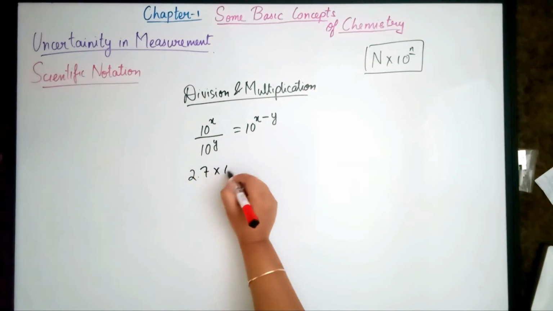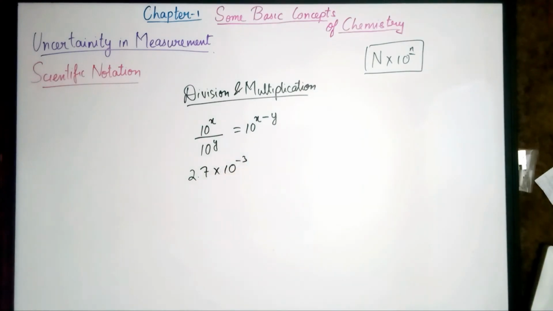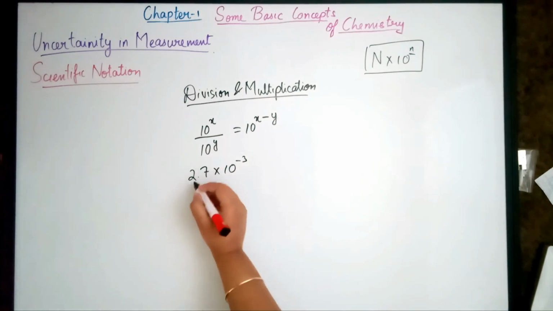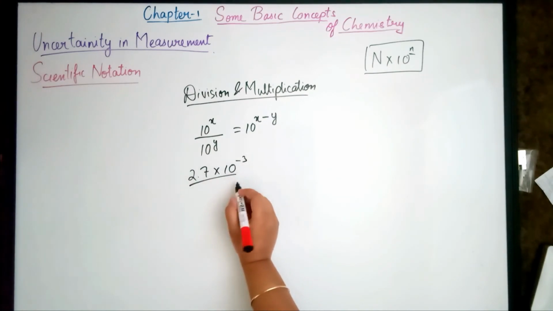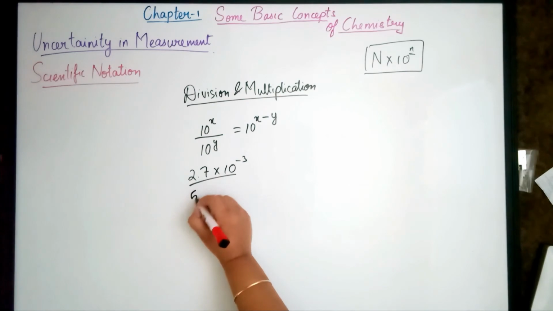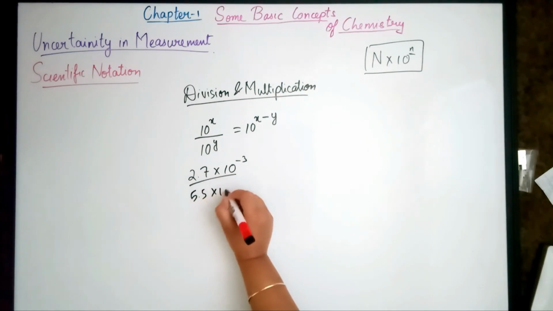2.7 into 10 to the power minus 3. Also, I forgot to tell you this. If you would like to, you can pause the video while I'm solving and try solving it on your own, and just check if you're doing it right or wrong. So 2.7 into 10 to the power minus 3 divided by 5.5 into 10 to the power 4.